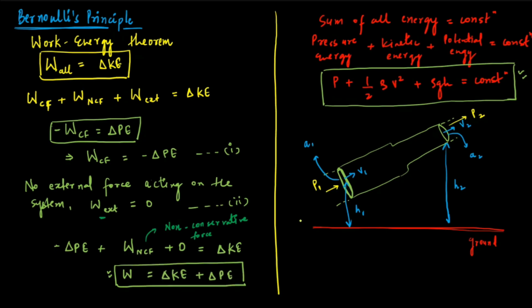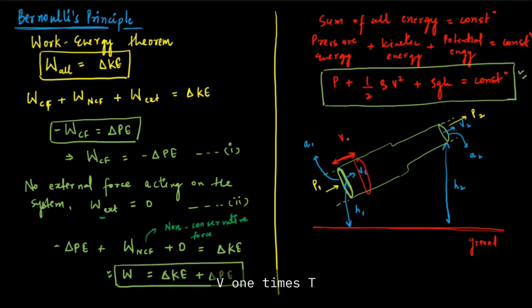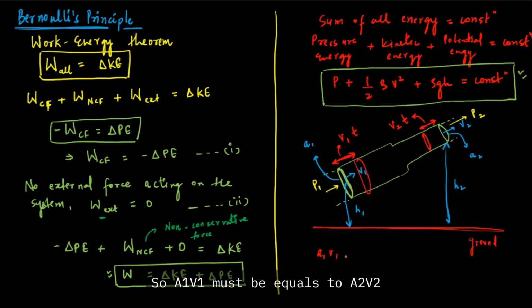So what we are going to take here is that suppose the layer of liquid flows from here to here in some delta t time. So how much distance has this layer covered? V1 times t. Similarly, here also we are assuming the same thing. So liquid must have covered V2 t distance during t time, right? Yes, sir. So as we know, we are dealing with ideal fluids, so A1 V1 must be equal to A2 V2. If this comes in an FRQ, you again have to derive how A1 V1 is equal to A2 V2. So keep that in mind.